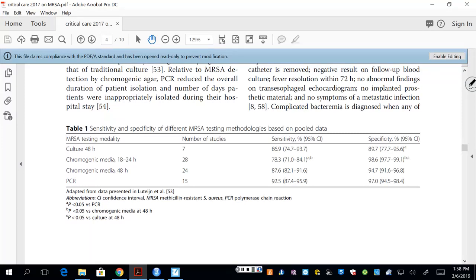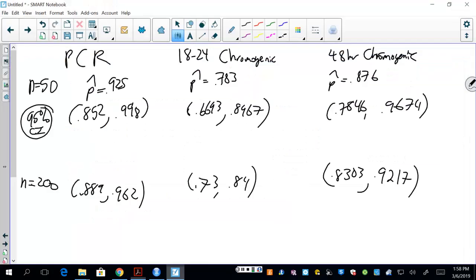Although chromogenic media did very well for specificity, amazingly well with that one. But any questions about the intervals that we've done?